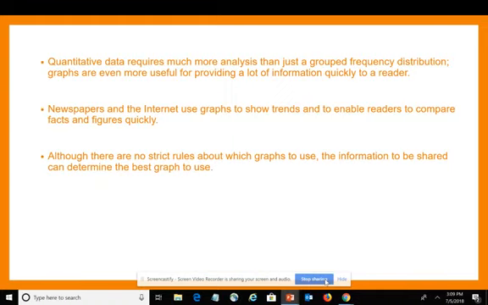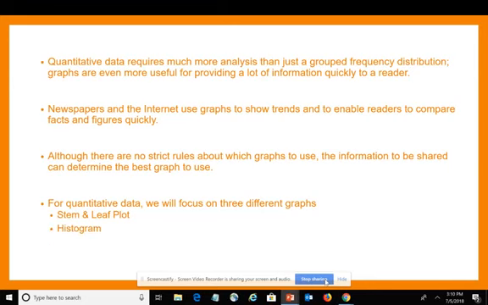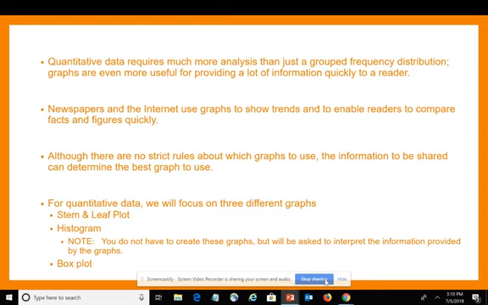There are really no strict guidelines about which graphs we should use when, but sometimes you can think about the information you want to share, and that could help you to decide which would be the best graph to use. For our discussion on quantitative data, we're going to focus on 3 different graphs. The first is a stem and leaf plot, second is a histogram, and then third is a box plot.